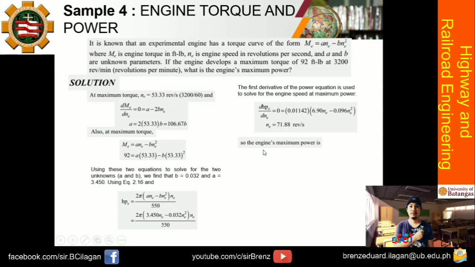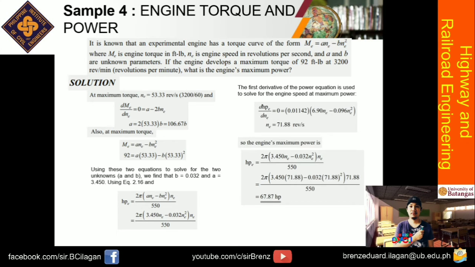So the engine's maximum power is hp sub e equals 2 pi times the quantity of 3.45. Substitute nyo lang yung mga values na nakuha natin kanina. N sub e minus 0.032 n sub e squared times n sub e over 550. And then yung nakuha nating value ng n sub e, yung 71.88 revolution per second, substitute nyo lang ulit siya doon. From where, yung mapapalabas nating sagot for HP sub E or yung maximum engine power will be 67.87 horsepower.